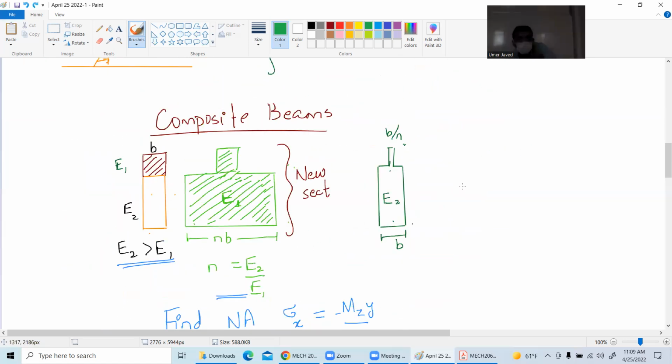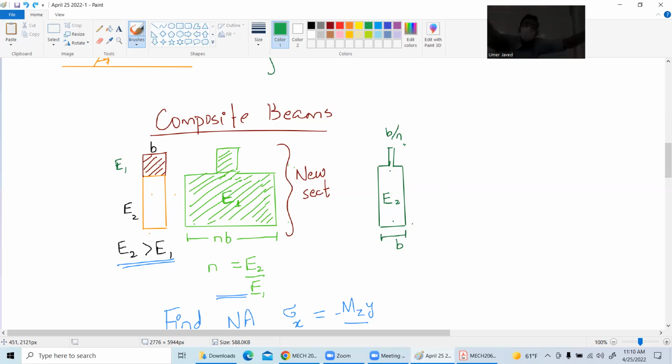For composite beams, this will be your strategy. What we will do is, this is elastic modulus 1 of the top one, glued together or joined together, whatever, with the other one. In order to calculate the bending stresses, you will actually replace one of them with the other one. So let's say the elastic modulus of the second one is greater than the first one, and I ask you, please replace one of them with the other.